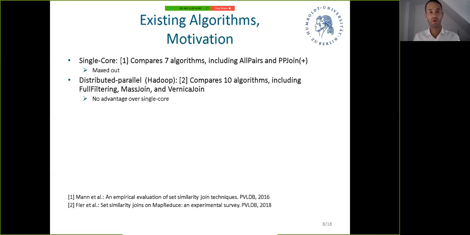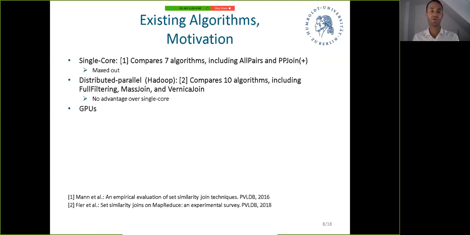There's also a study about distributed parallel set similarity joins, which are all based on Hadoop. And there's another VLDB paper from 2018, which compares 10 of them. The most important result, in my opinion, is that there is no advantage over single core algorithms, especially not regarding the handling of bigger data sets.